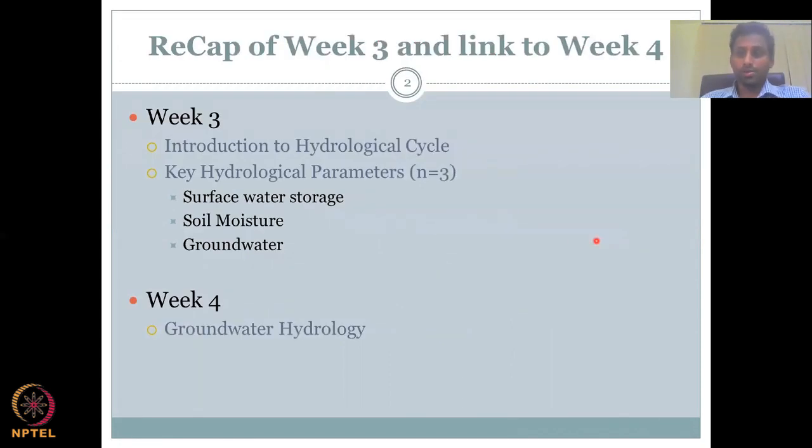Let's do the recap for Week 3 and then we'll see how it is linked to Week 4. In Week 3 and also Week 2, we looked at introducing the hydrological cycle. We also discussed key parameters. We identified 6 parameters for rural water resource management, which are very important. Of that, 3 were discussed in Week 2, and in the last week, we discussed surface water structures and what constitutes surface water storage, soil moisture, and groundwater.